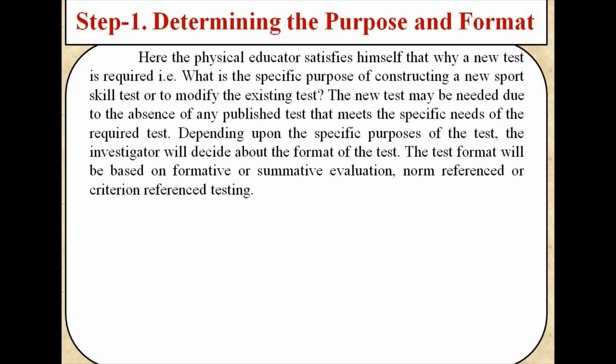Here the physical educator satisfies himself why a new test is required, i.e., what is the specific purpose of constructing a new sport skill test or modifying the existing test. The new test may be needed due to the absence of any published test that meets the specific needs of the required test. Depending upon the specific purposes of the test, the investigator will decide about the format of the test. The test format will be based on formative or summative evaluation, norm-referenced or criterion-referenced testing.